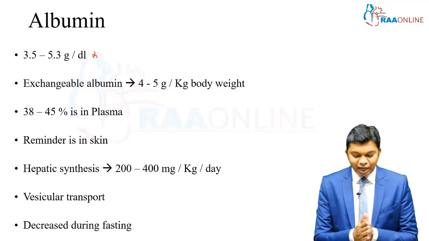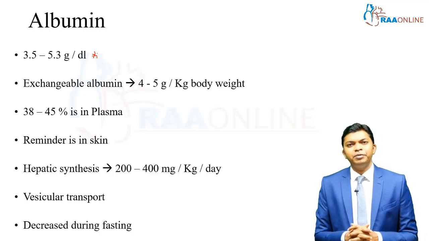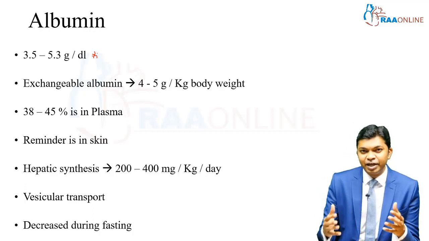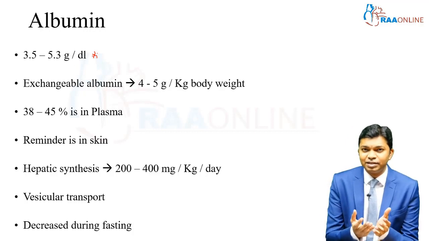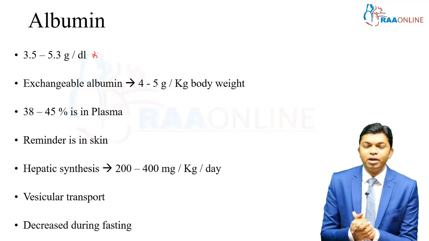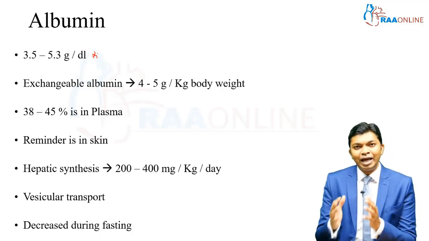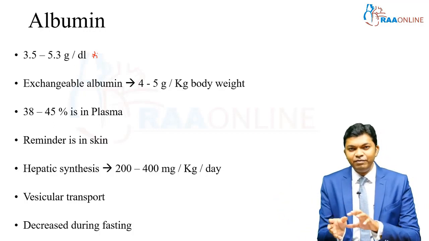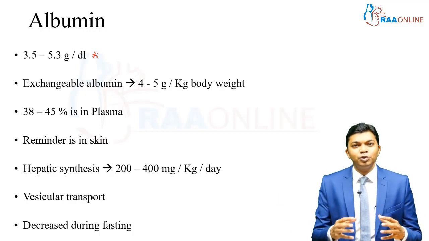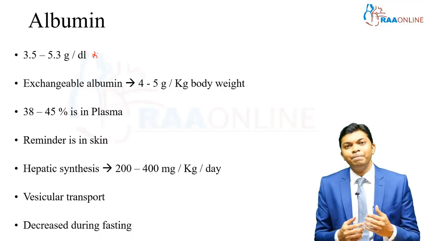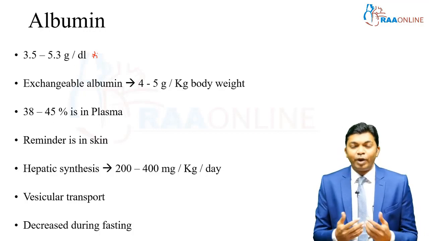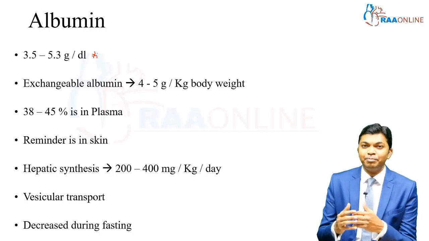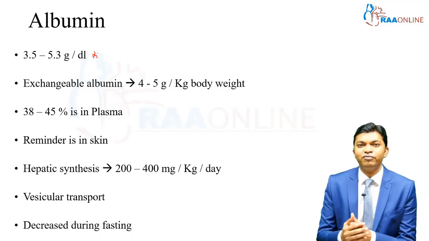Now coming to exchangeable albumin. Not every single albumin molecule is seen within the plasma itself. We have a good amount of albumin that gets distributed in the skin. Some amount of albumin is seen inside the cell in the intracellular compartment as well. Alright, on the whole, this is the albumin available for exchange between different compartments, from skin to blood vessel, from blood vessel to intracellular compartment. So the quantity of albumin involved in exchange is 4 to 5 gram per kilogram body weight. Alright, 4 to 5 gram per kilogram body weight. This is the exchangeable quantity of albumin.